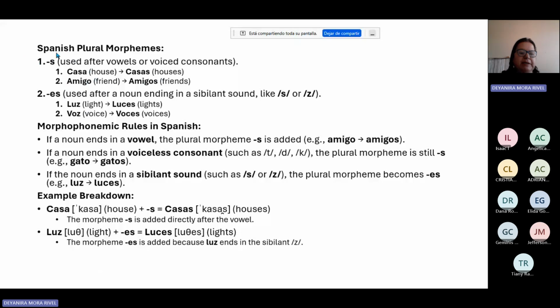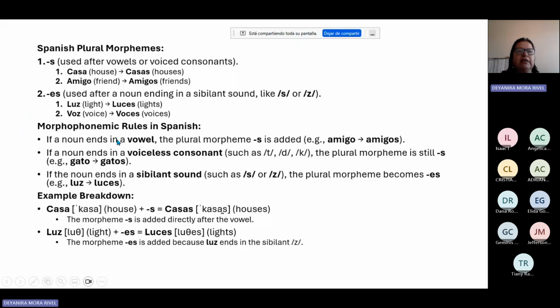But in Spanish, then, we have these two morphemes, meaning that they are allomorphs, right? One allomorph is S and one allomorph is ES. So we use the ES to make the plural when the noun ends in Z, okay?